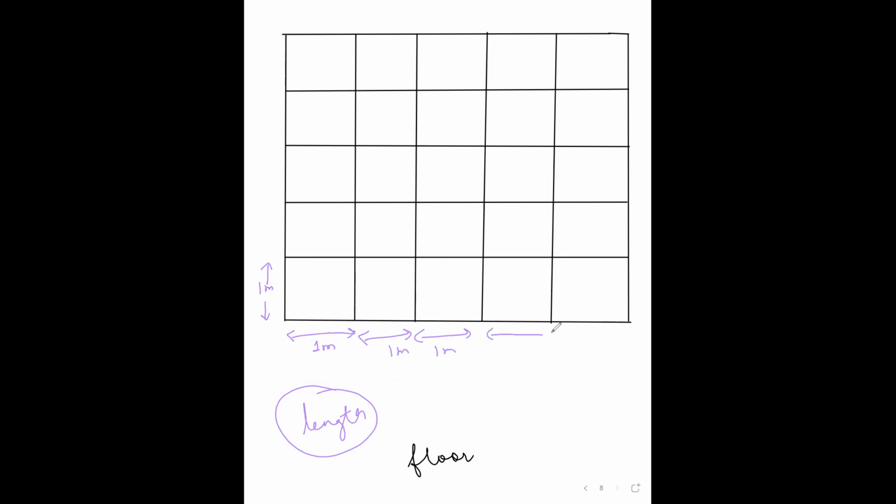Now, look very carefully at what is happening here. So what are we doing here? The length of the floor, this entire thing, is 1 meter multiplied by how many times? 5 times. 1, 2, 3, 4, 5. That is why it is equal to 5 meters. Now, the same thing, if I ask you what is the breadth of this floor? Same, because it's a square, 5 meters. So the breadth of this floor is also 5 meters.